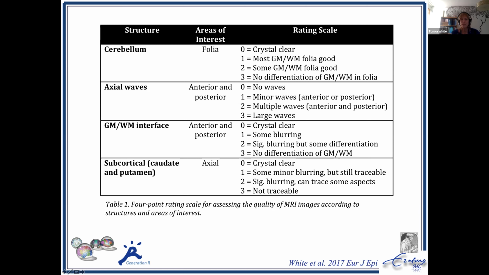So number 3 is really not traceable, but there's got to be quite a bit of moving for you not to be able to get some measure of the blurring. Whereas looking at other aspects, axial waves and gray matter interface, just how is there a crisp line between the gray matter and the white matter at anterior and posterior regions of the brain and axial waves. And in my experience, when we have students focus on these 4 things, it was much easier to train the students, and they could focus on different aspects.